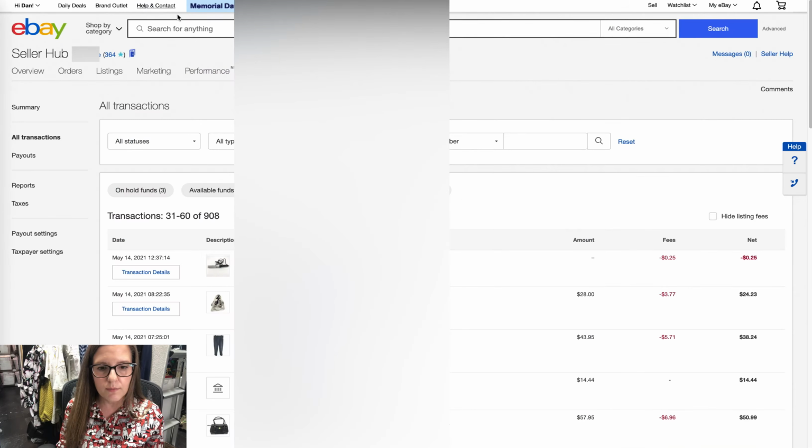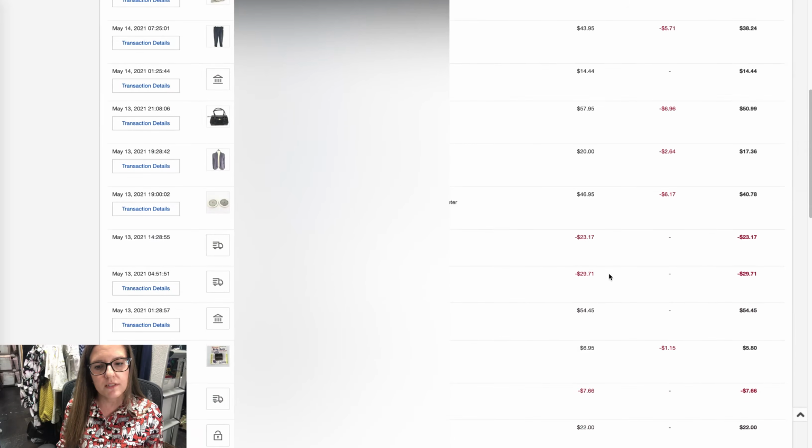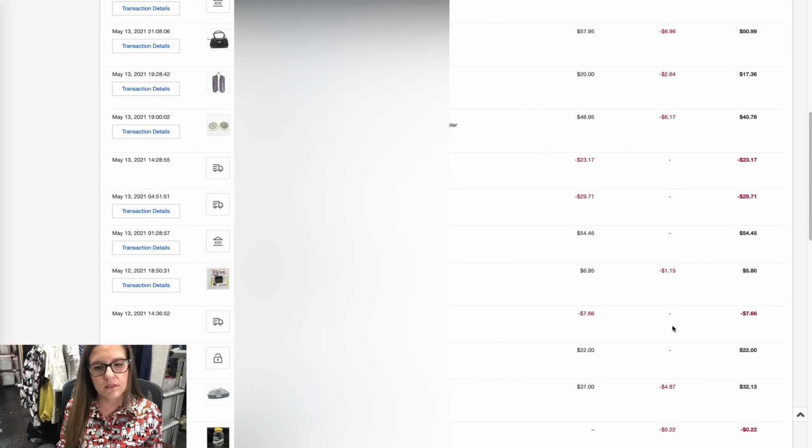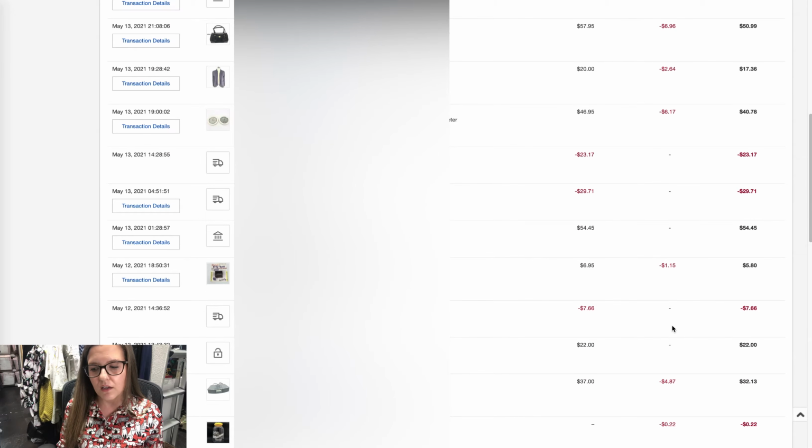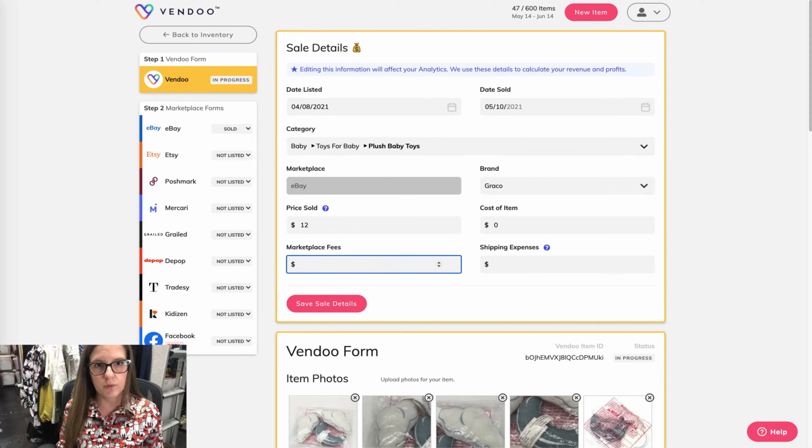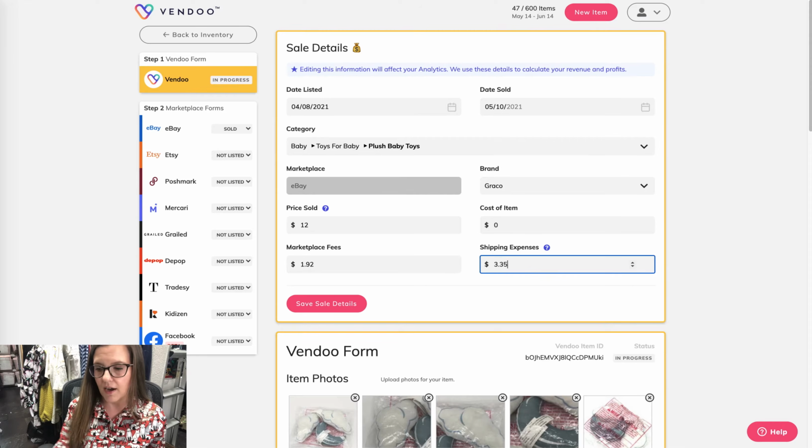I go to my seller hub, I go to payments and all transactions, and this is where it tells me in red what the fee was. So I fill in that fee onto this receipt, and I don't have to keep flipping back and forth between eBay and Vendoo, but you do it how you want to. My marketplace fees were $1.92 for this, and my shipping expenses were $3.35. Again, I'm getting that all off this receipt. I'm just data entry clerk number 2 right now.